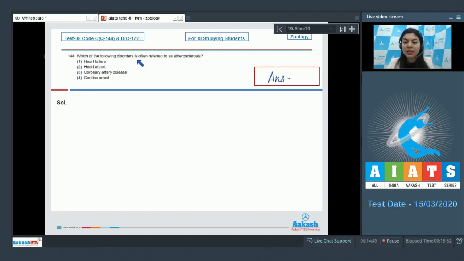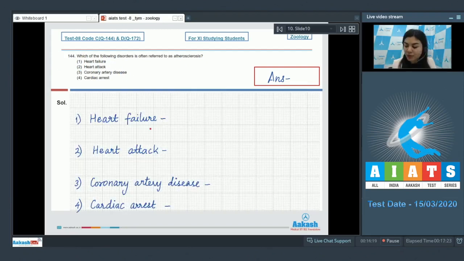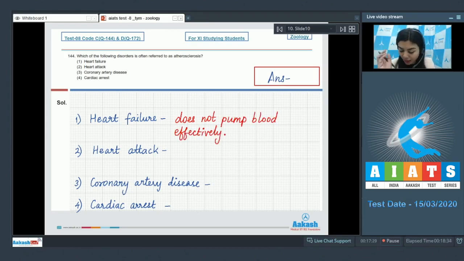Question 144. Which of the following disorders is often referred to as atherosclerosis? Heart failure, heart attack, coronary artery disease, cardiac arrest. Let's try to understand all of the mentioned disorders of heart. The heart failure is the state of the heart when the heart is not pumping the blood effectively, and thus the needs of the body are not met. Heart attack is when the muscles of the heart are damaged, and this happens suddenly due to inadequate blood supply.